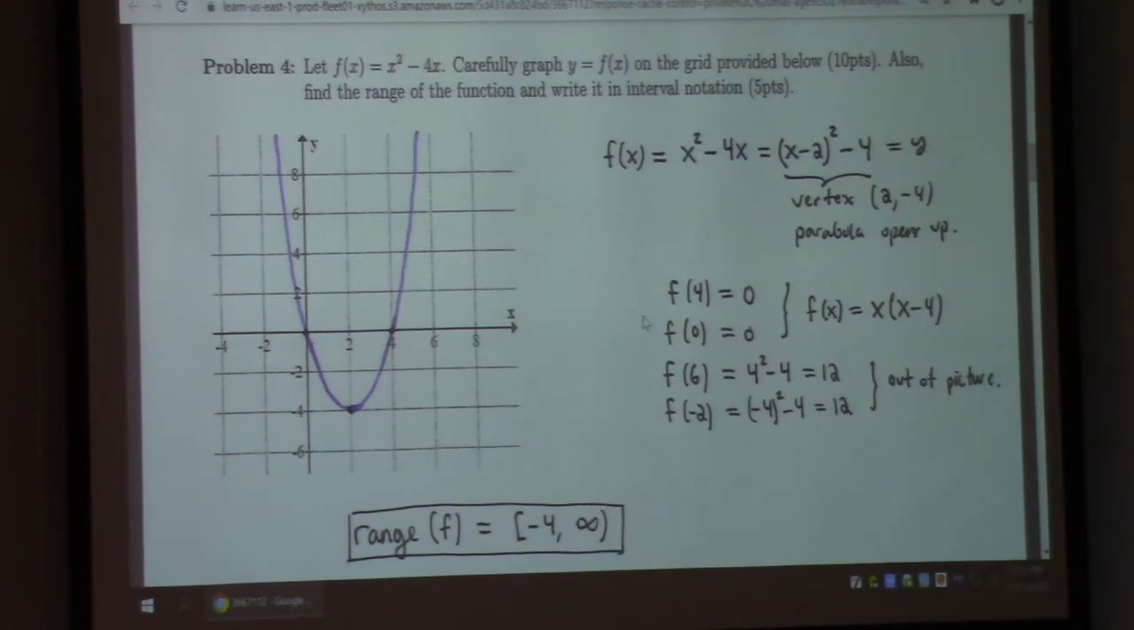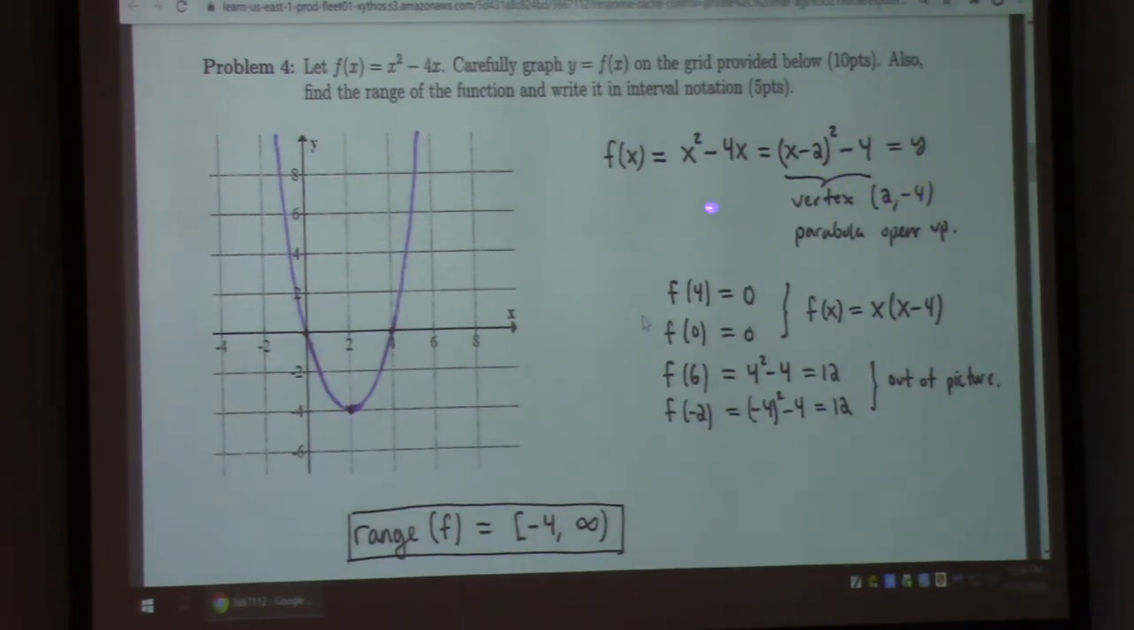Problem 4, we have x squared minus 4x, carefully graph. Also write the range of the function in interval notation. So this one you probably could graph any number of ways, but certainly if we complete the square, that's helpful because it tells us where the vertex is, namely at 2, minus 4. And so there's the vertex.